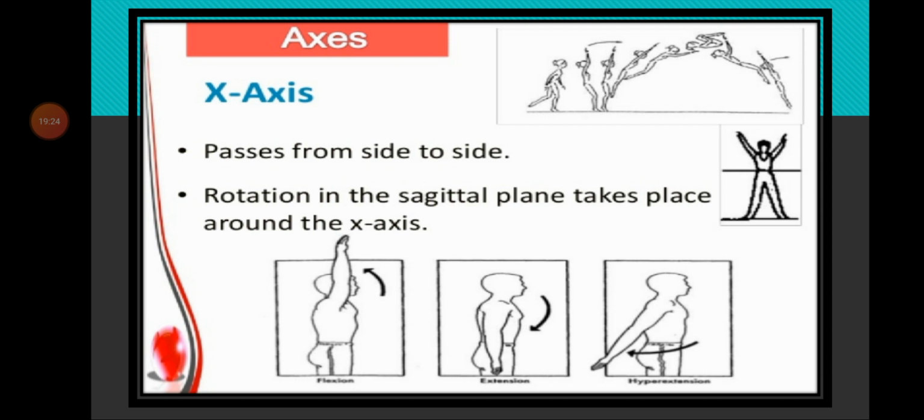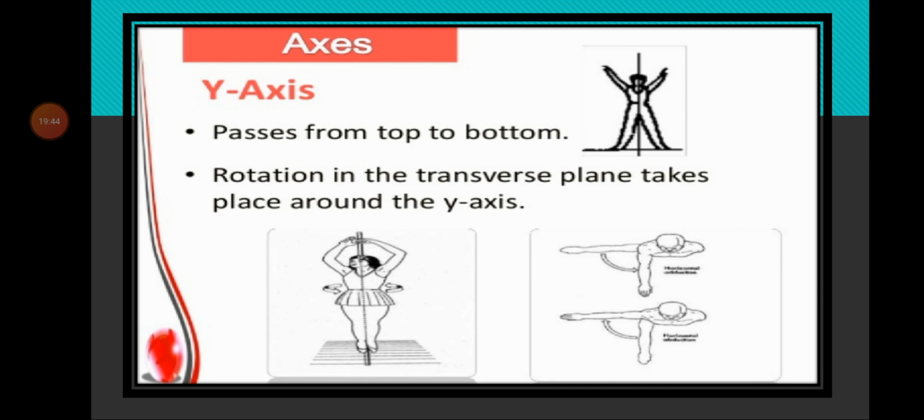X-axis movements. It passes from side to side. Rotation in the sagittal plane takes place around the x-axis. You can see that extension, hyperextension and flexion come as part of this movement.